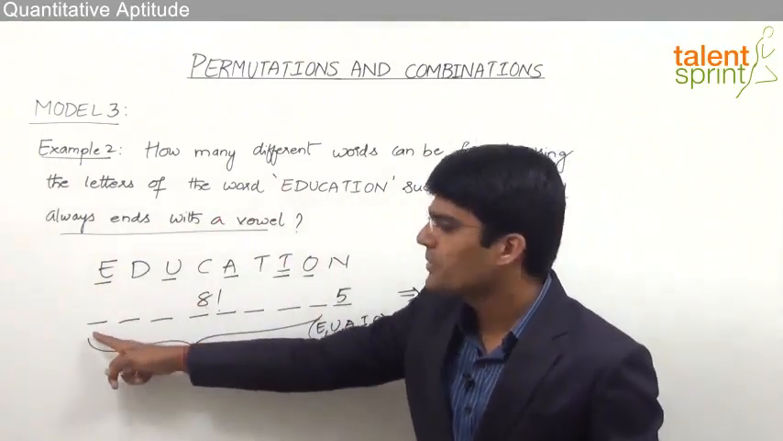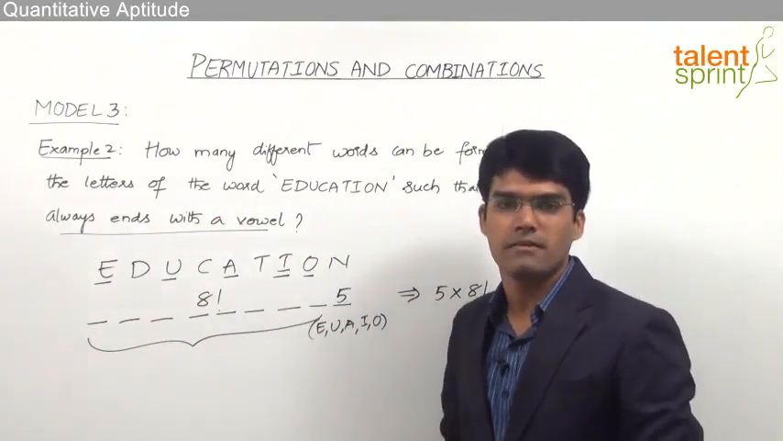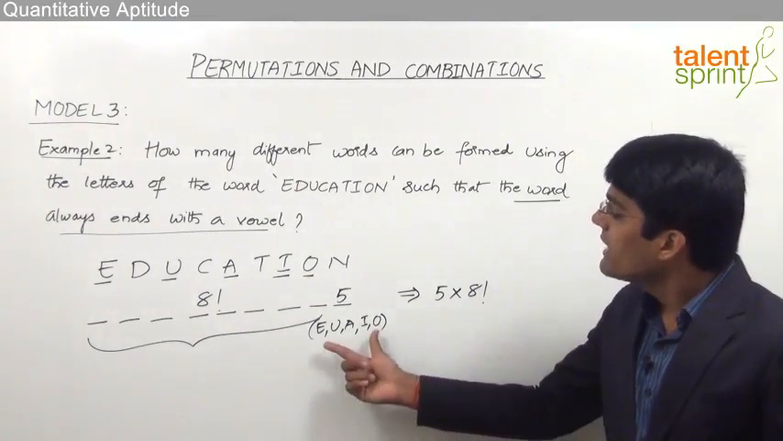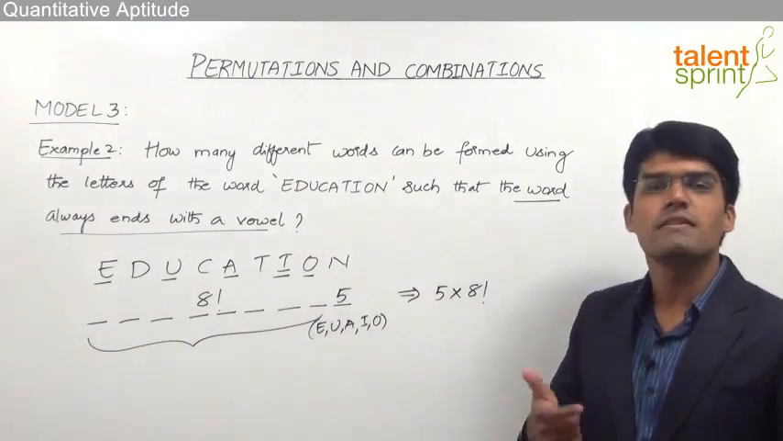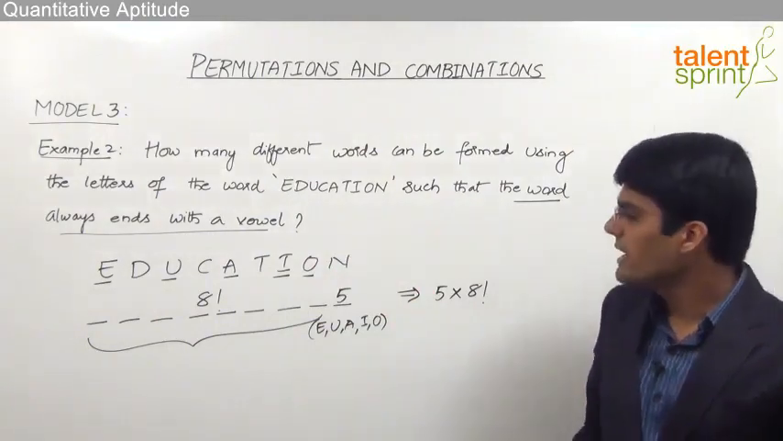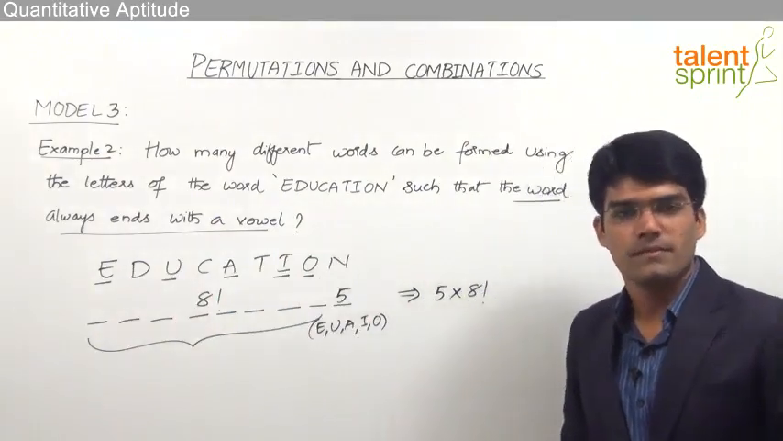So there again, first position can be filled in 5 ways. Remaining 8 positions, including the last position, in 8 factorial ways. So answer still remains 5 into 8 factorial. And again, like vowels, the question can also be with respect to consonants. That means the first position should be occupied by a consonant. So we again find out the number of consonants, and those many choices are there for the given position.